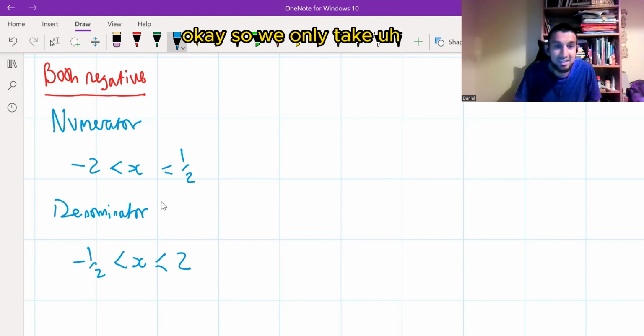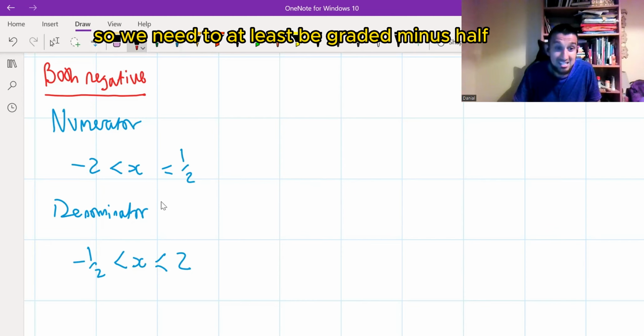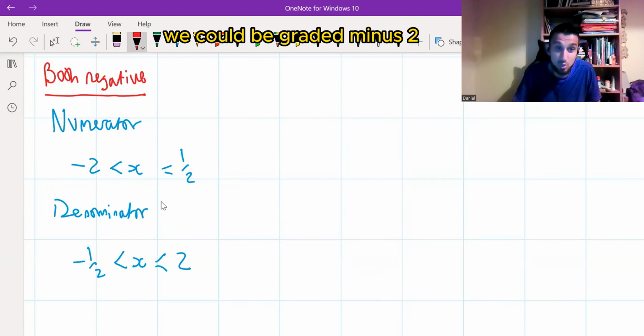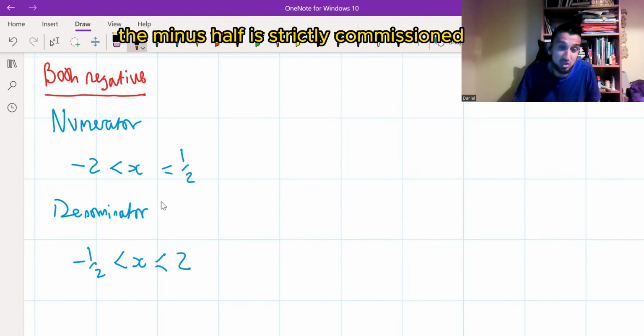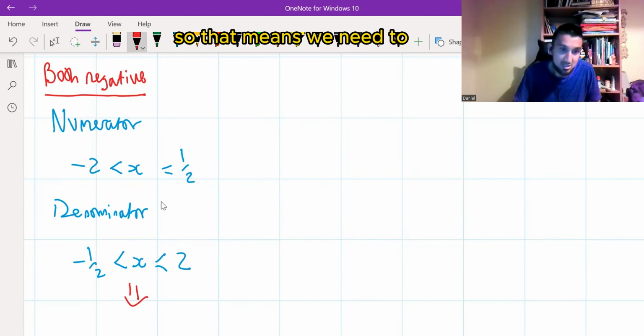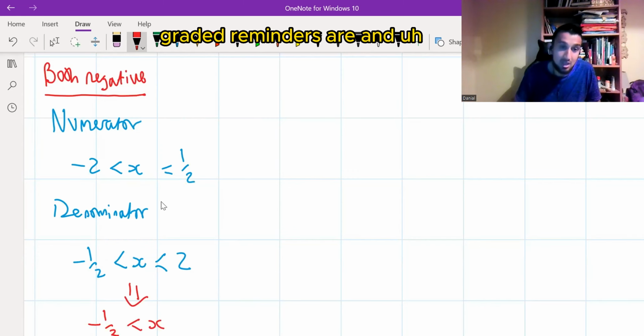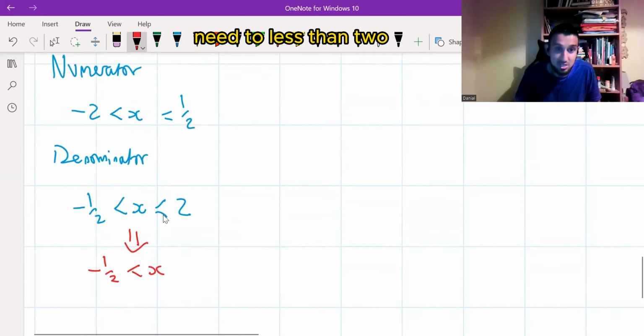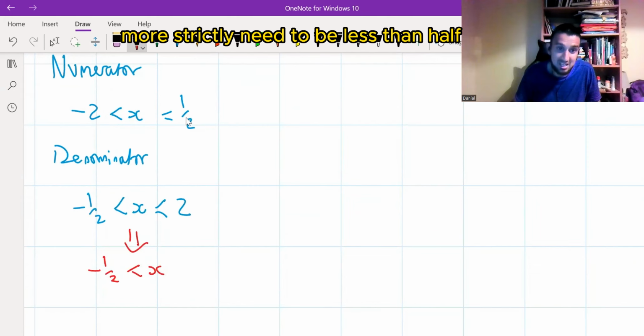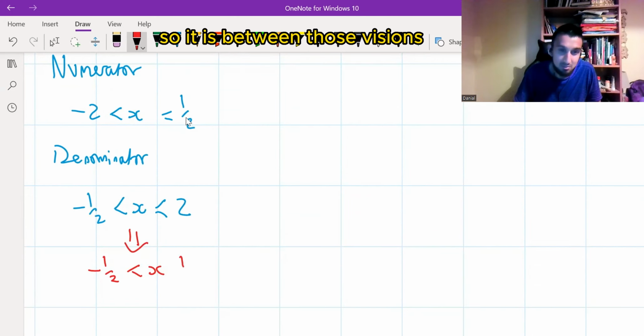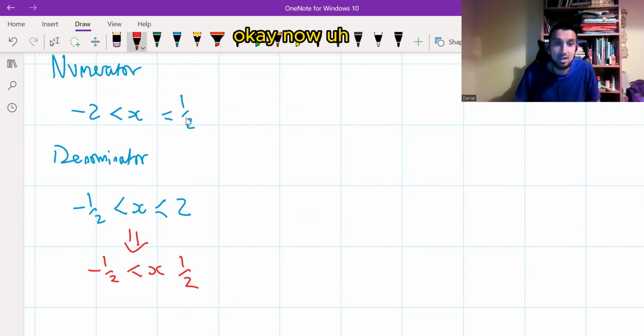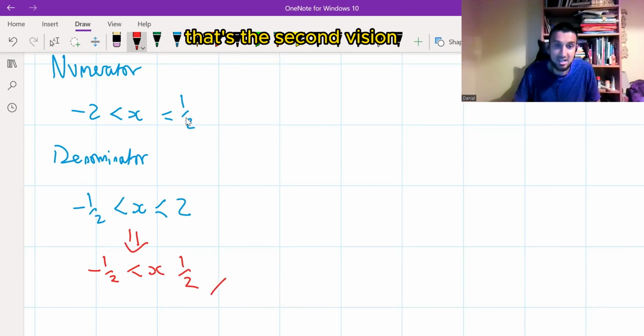Okay. So we want both of them. So we need to at least be greater than -half. We could be greater than -2, but -half is a stricter condition. So that means we need to be greater than the -half. And we need to be less than 2, but more strictly, we need to be less than half. So it is between those regions, okay? Now, that's the second condition.